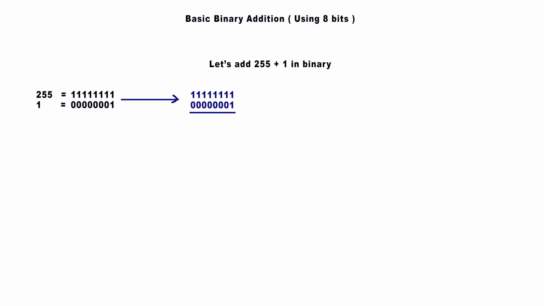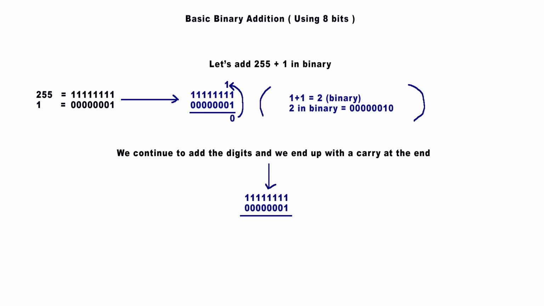Let's add these columns, starting with the rightmost bit, which would be the 1 plus the 1, which is obviously going to give us a 1, 0. So we write down the 0, and then we always have to remember to carry the 1 into the next column, which would be bit number 2. And so 1 plus 1 is again 2 in binary, which is 1, 0. I think you can see the pattern that's going to develop here. We continue to add the 8 digits, and what we end up with is the carry bit at the end. So we end up with 1, 0, 0, 0, 0, 0, 0, 0, 0, and of course that in decimal equals 256.